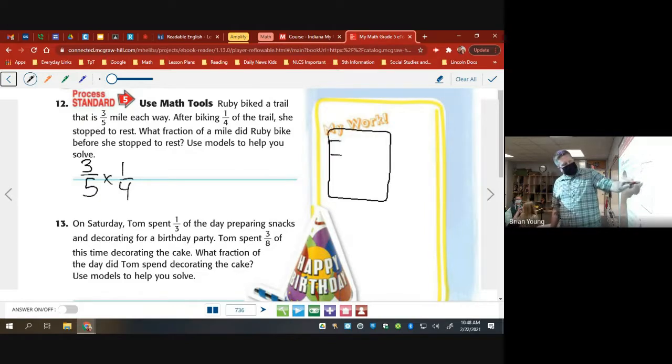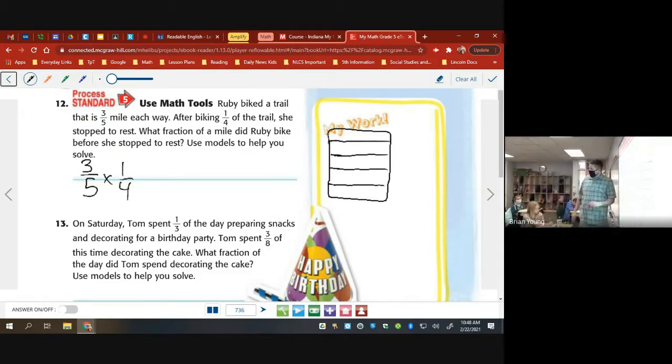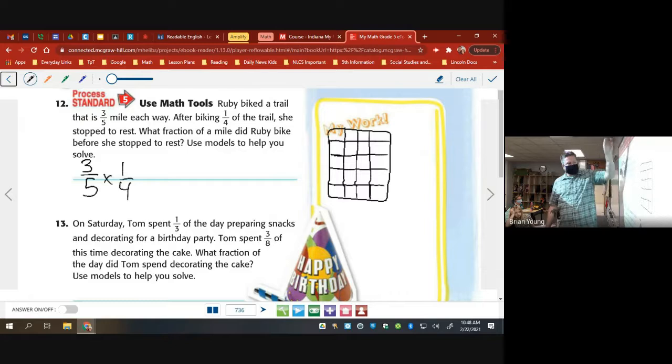1, 2, 3. So this would be my 1, 2, 3, 4, 5, right? And then how many of these columns am I going to draw? 4. So I'm going to draw my 1, 2, 3, like that. So I got my 4ths, got my 5ths. How many am I going to shade in of the 3/5? 3. So I'm going to shade in 1, 2, 3.